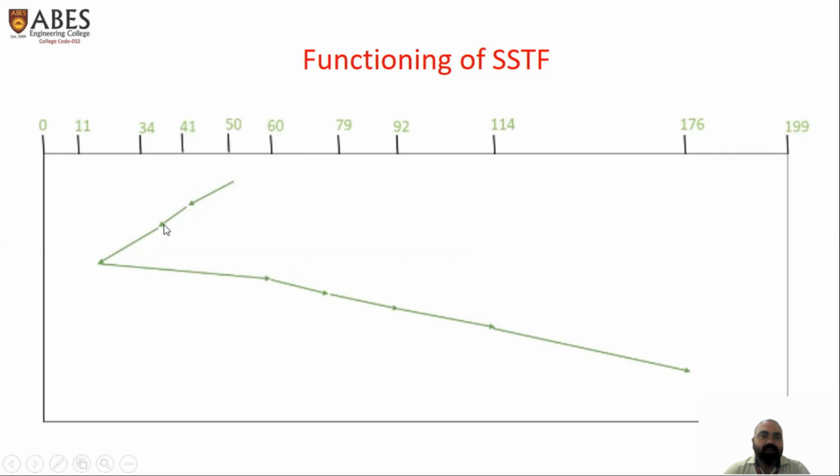Then 34 is the nearest to 41, so it will move to 34. Then to 11, then to 60, then 79, then 92, then 114, and in the last, 176.